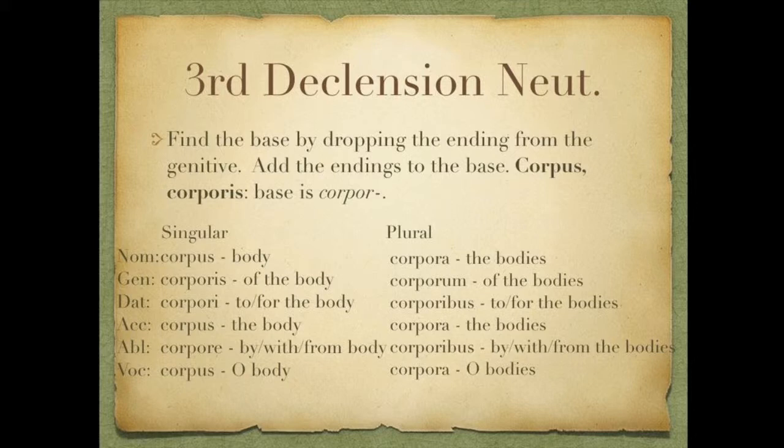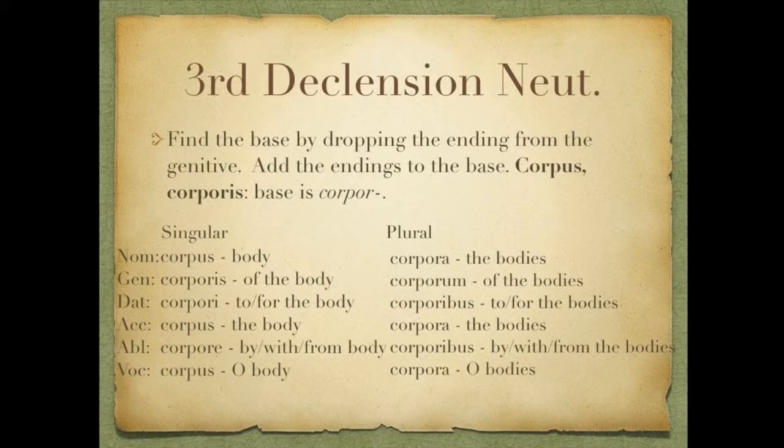Dative singular, corpori, to or for the body. Accusative singular, corpus, again, same as the nominative, not just the same endings, but the same form. Corpus, the body. Ablative singular, corpore, by, with, or from the body. And then vocative, again, same as the nominative, corpus, O body.